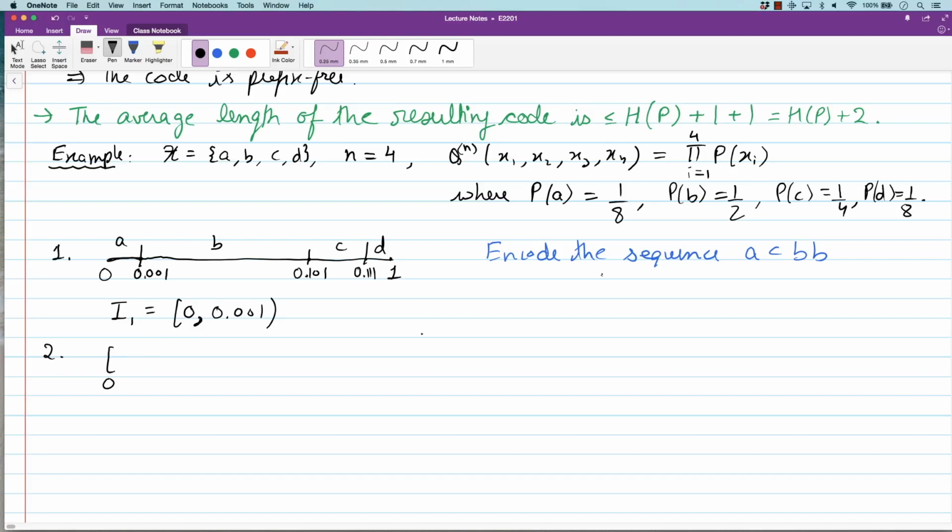We'll zoom it in. 0, and the right side is now 0.001, and we'll do the same partition now. So 0 plus 0.001 of this length. Okay, so what is this first? 0.001. Okay, and you keep on going the same way. So 0.001 of this length. So you will get this.